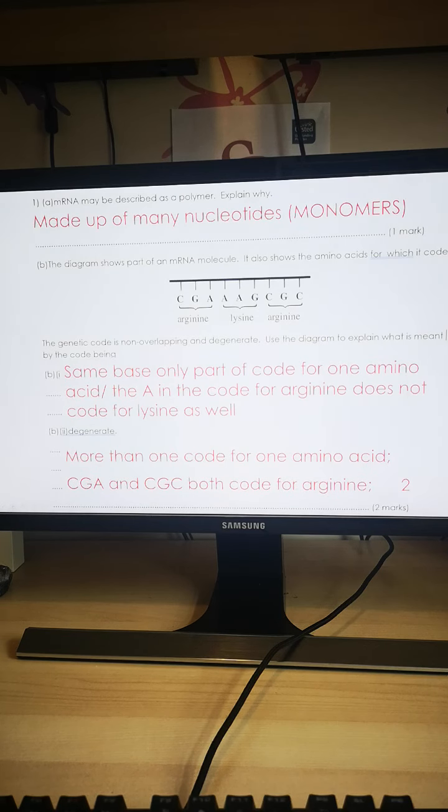Degenerate, much easier. Always the first mark point is the same. More than 1 code for 1 amino acid. And the evidence is up here, CGA and CGC both code for arginine. So 2 marks. So that's the most common way you'll be assessed on those 2 features. And it's usually evidence, so you usually have to give an example like that.